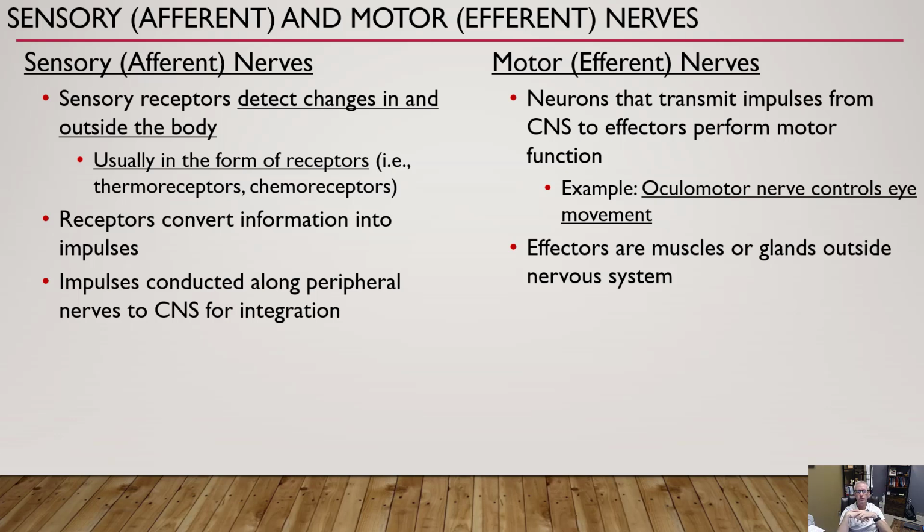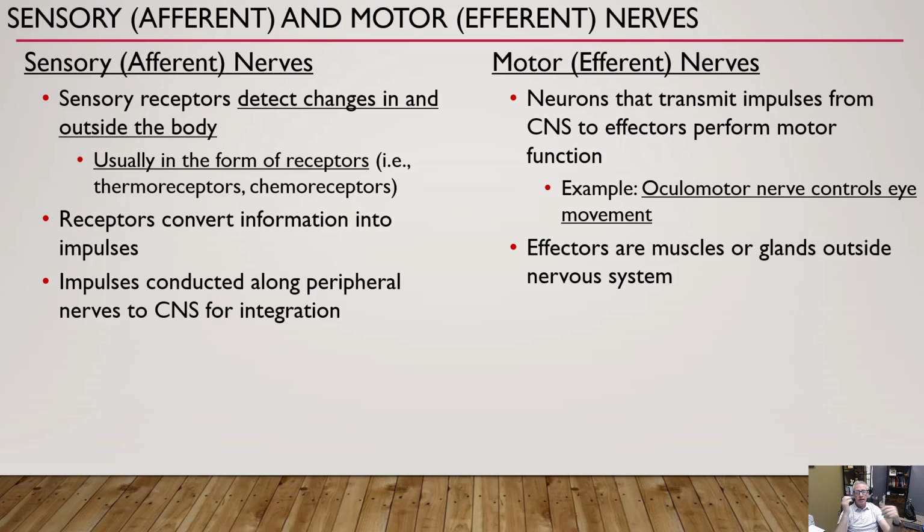your central nervous system for integration or for processing, typically in the hypothalamus if we're talking about a negative feedback loop or a positive feedback loop. Then we have the motor component or the efferent pathway for the peripheral nervous system. And those are, like I said, neurons that transmit impulses from the central nervous system back down to that effector. And remember, effectors are a muscle or a gland. And the example here is eye movement.